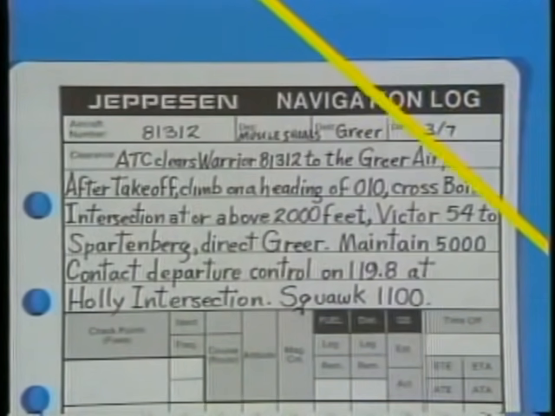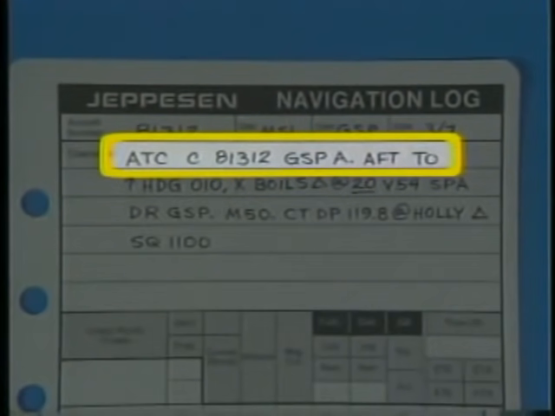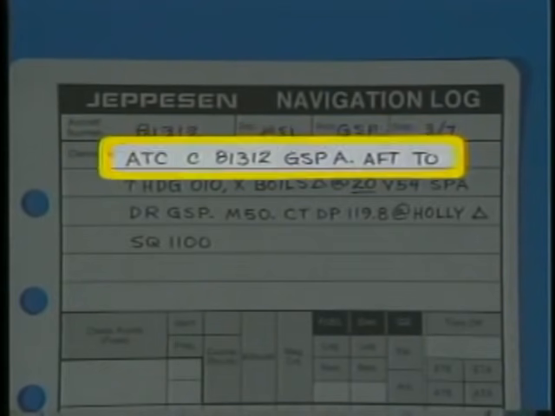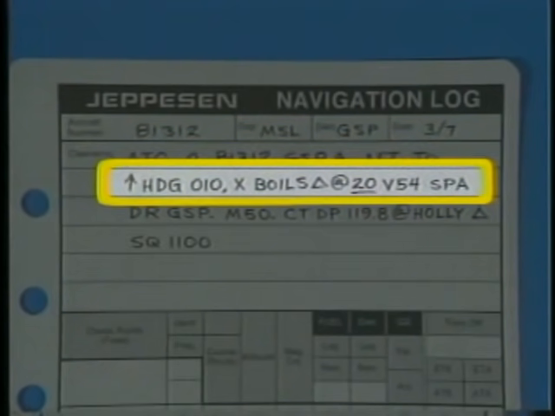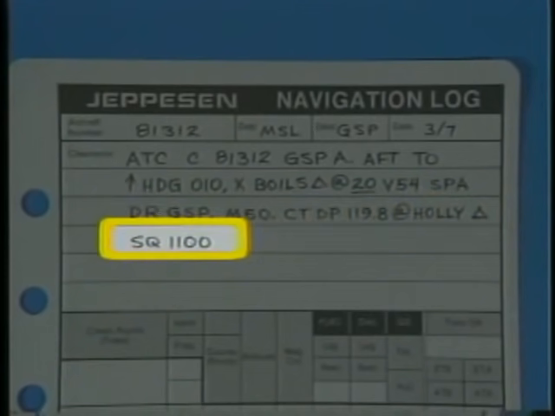That clearance would be very difficult to copy using longhand. Now let's see how that same clearance would appear using shorthand. ATC clears Warrior 81312 to the Greer Airport. After takeoff, climb on a heading of 010. Cross Boyles intersection at or above 2,000 feet. Victor 54 to Spartanburg, direct Greer. Maintain 5,000. Contact departure control on 119.8 at Holly intersection. Squawk 1100.